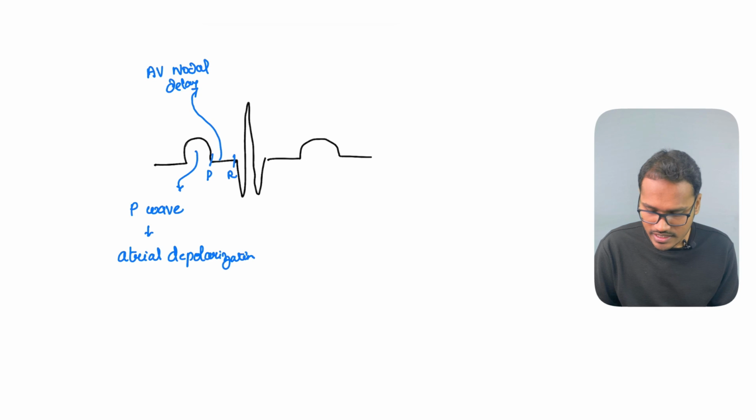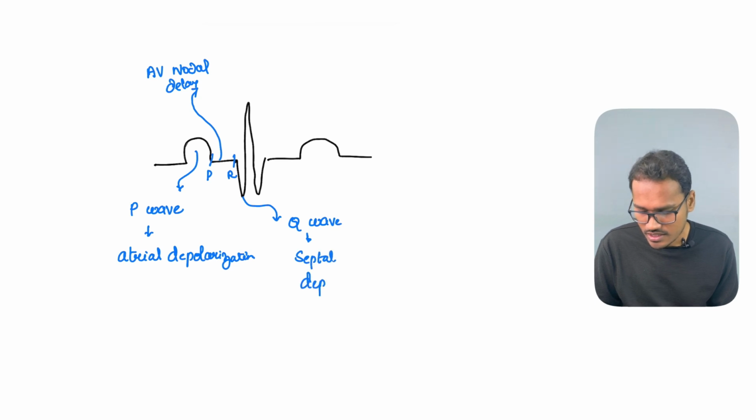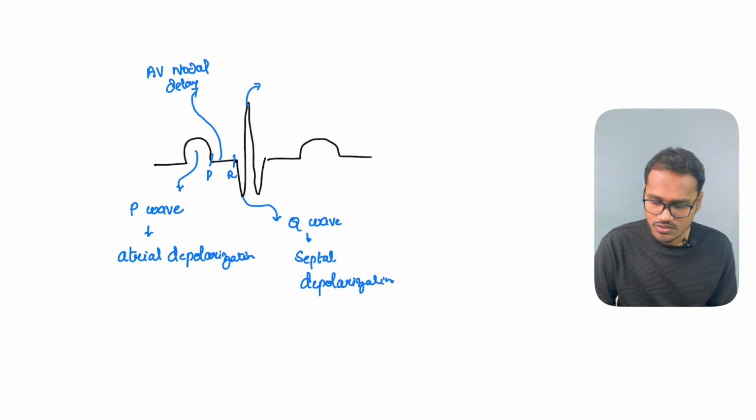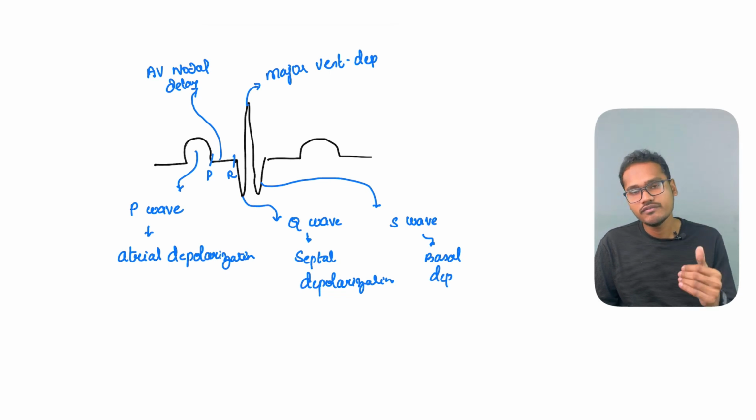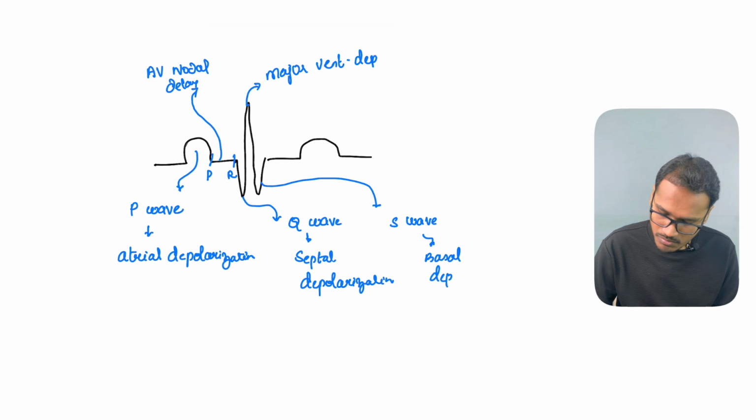This is important. Next, we are going to write the individual waves, the Q wave. The Q wave is due to septal depolarization, whereas the R wave is due to major ventricular depolarization. And the S wave is due to basal depolarization. Here they might ask you why the Q wave is negative, why the S wave is negative, or why the T wave is positive. All these are probable questions.